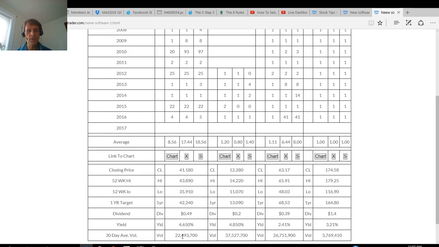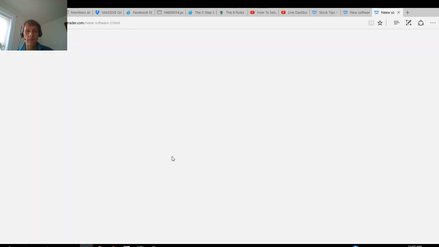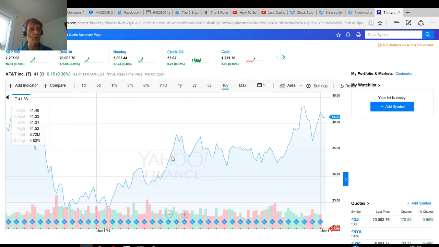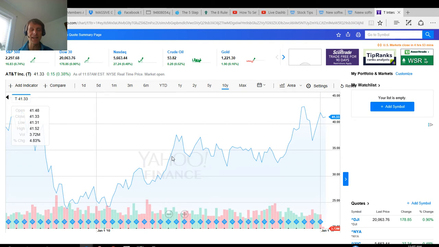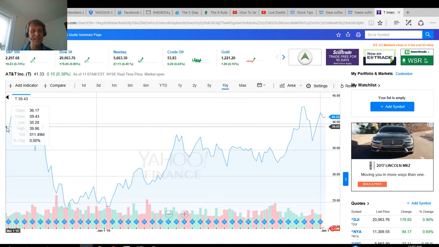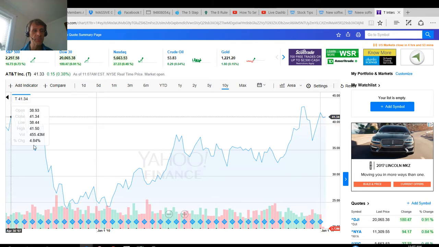All right, there's 22 million shares traded on an average day. Let's quickly go and see what the 10-year chart is going to look like. The link is already built in to go to the 10-year chart to see what this stock, or any stock, has done for the last 10 years. Now, AT&T 10 years ago was at 39. And as you can see, this thing has a lot of peaks and a lot of valleys. It goes up, it goes down, up, down, up, down.